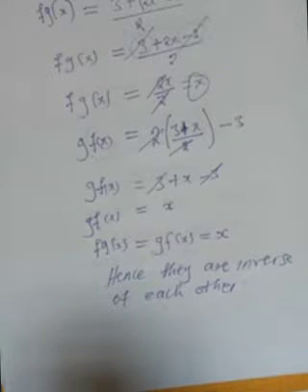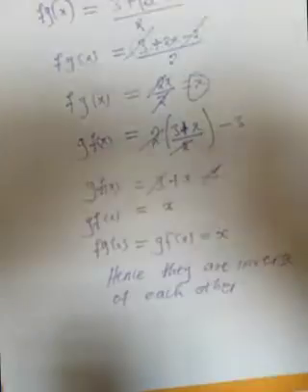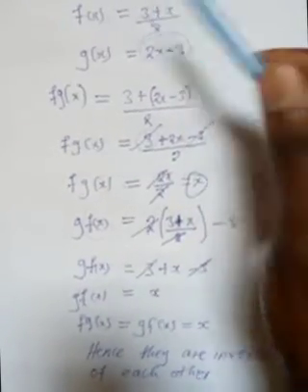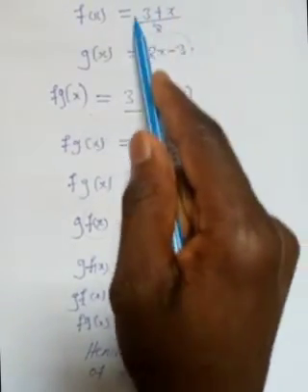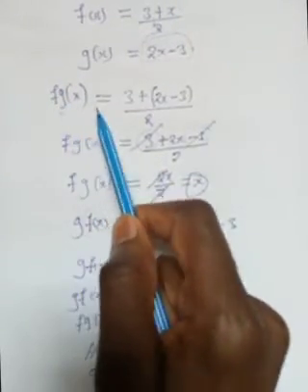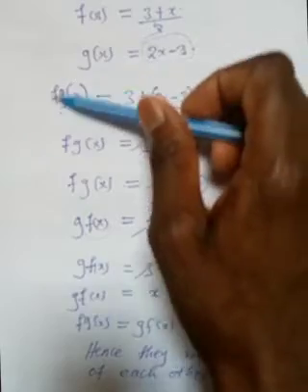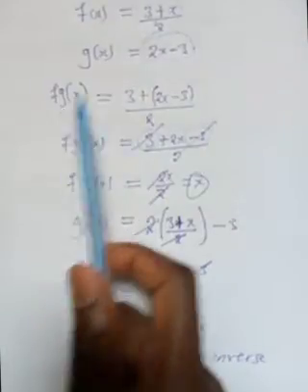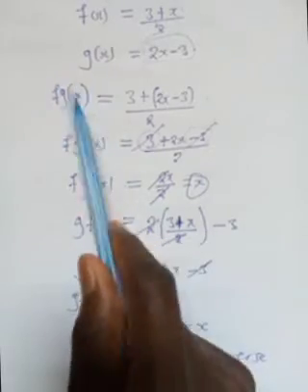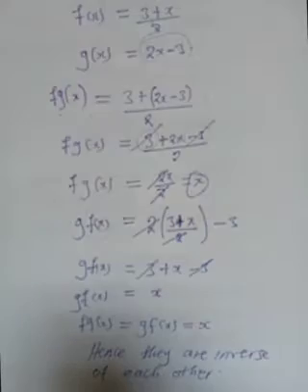Sometimes they can even give you f of x as, maybe, this thing. Then they tell you that if f of x is equal to this one, and f of g of x is equal to x, find the value of this one. They simply mean you need to find the inverse of this one, and you're almost getting the function for g of f.